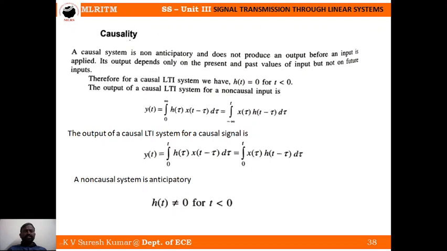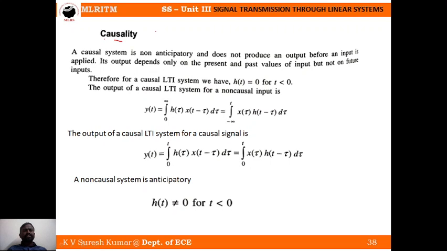Next, causality. We have already seen what a causal system is. So which is the condition? Causality means the integral of the absolute impulse response should be less than infinity, a finite value. We should not get infinity as the answer. Such systems are causal systems. A causal system is non-anticipatory and does not produce an output before an input is applied. So we should not get output before the input is applied.